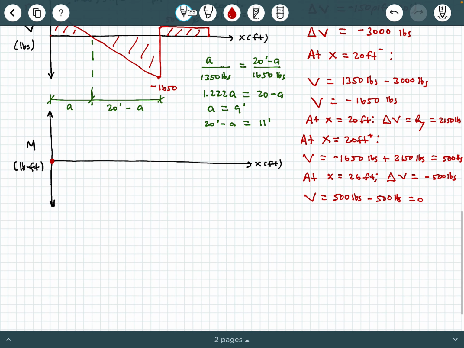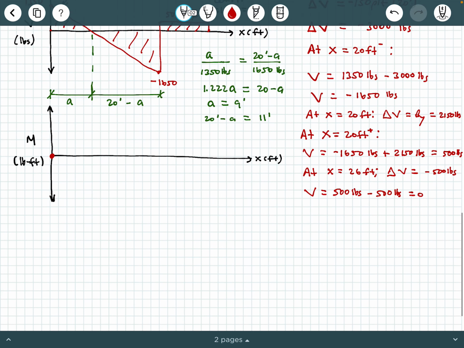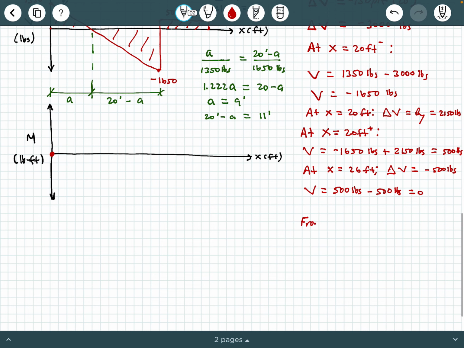All right. Next thing I'm going to do is I'm going to say from x equals 0 feet to 9 feet.